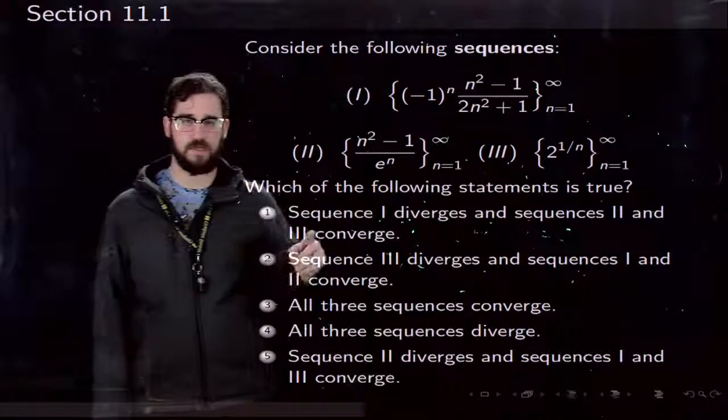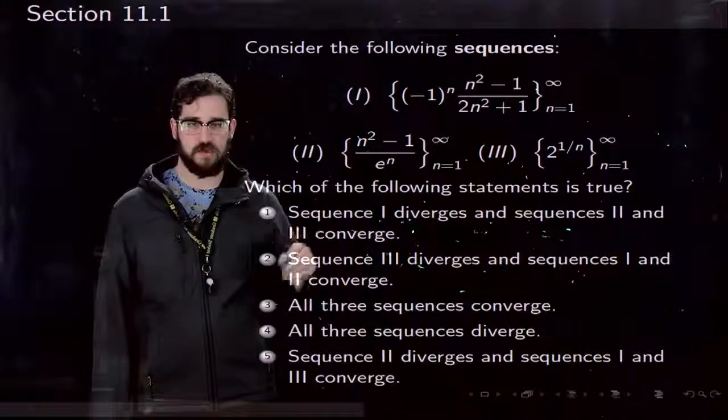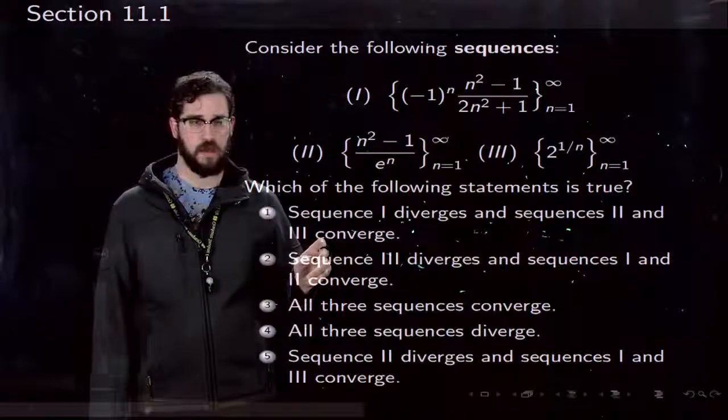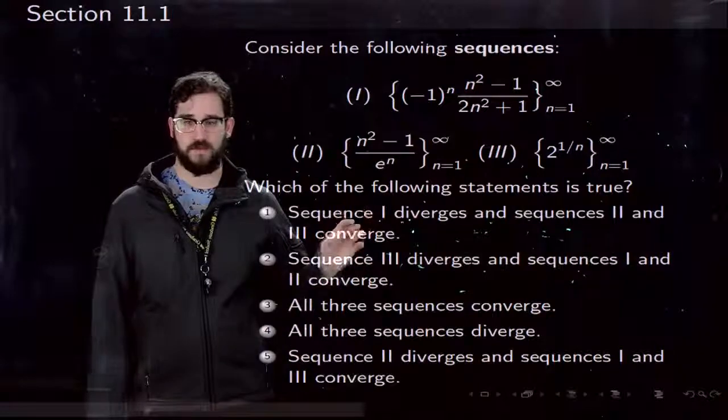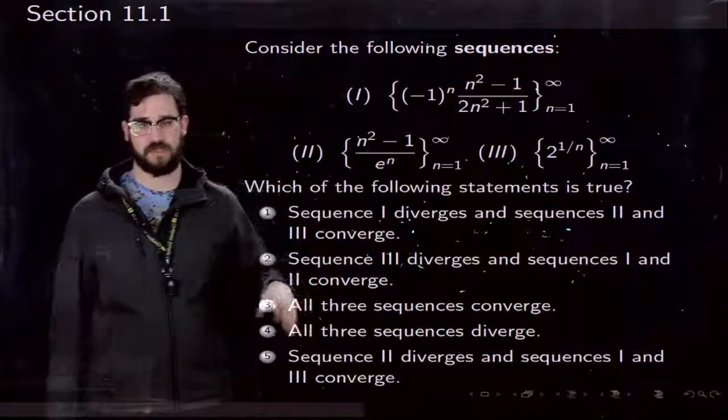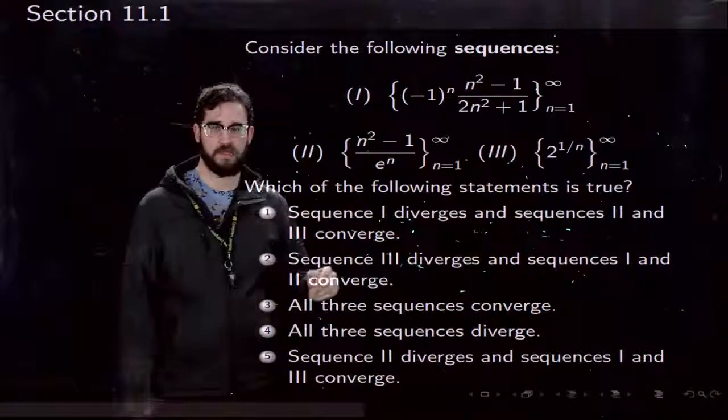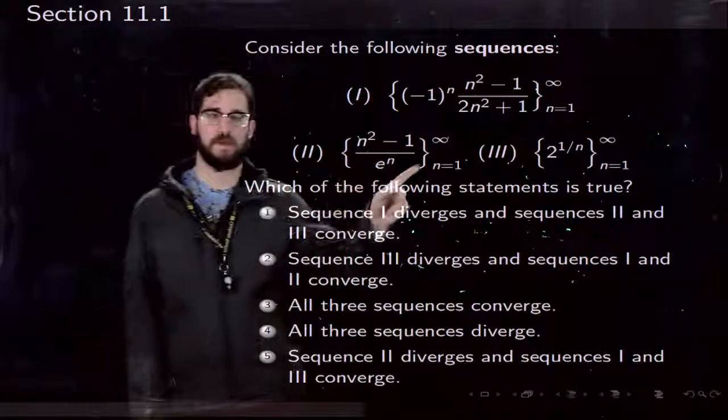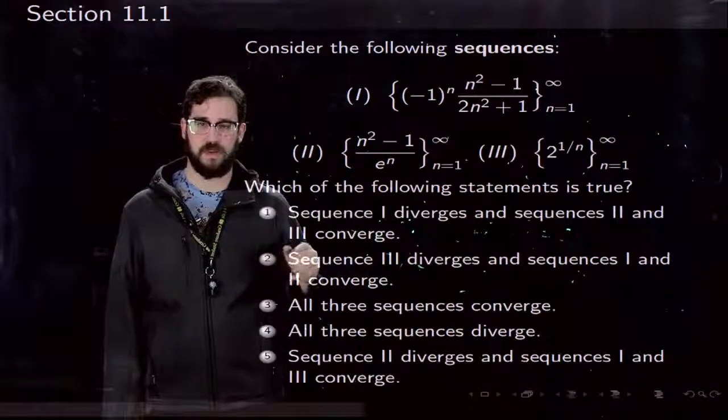So that's going to eliminate 2, going to eliminate 3, and eliminate 5. So it's either 1 or 4 is our answer. Now, let's look at 2. All right? So let's take the limit as n goes to infinity.